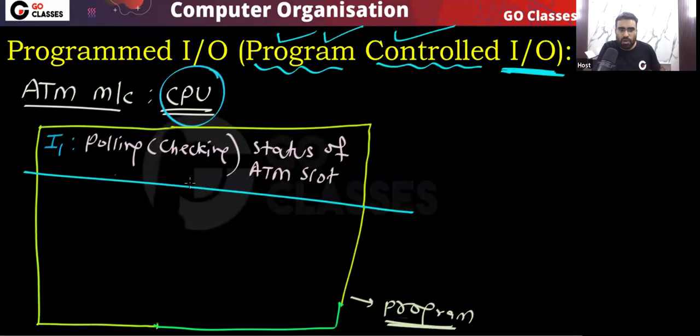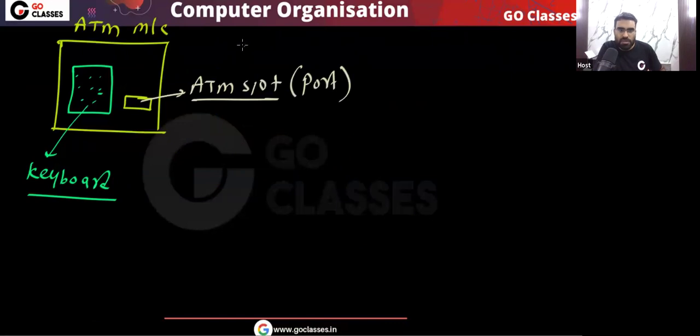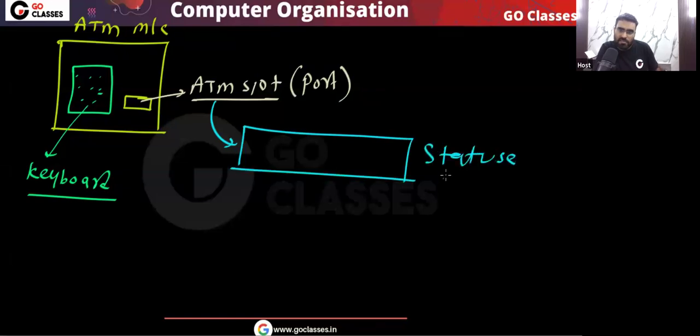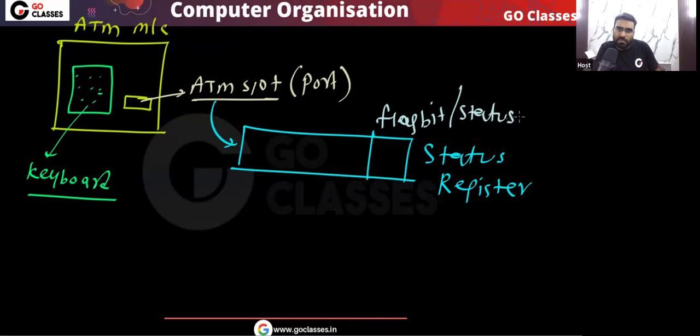So very simple. Now remember, the CPU is continuously checking, is the ATM inserted? Now when you insert the ATM, what will happen? Let's assume this ATM slot has a status register, and this is your flag bit or status bit. You can call it flag bit or status bit. Initially the status bit is 0. The CPU is continuously checking this. Initially this status bit is 0, which means no one has inserted the ATM.